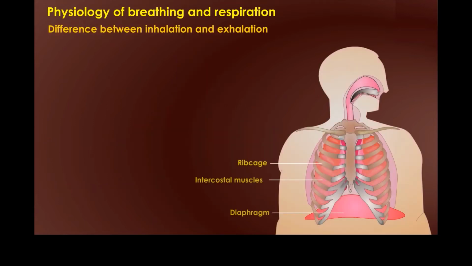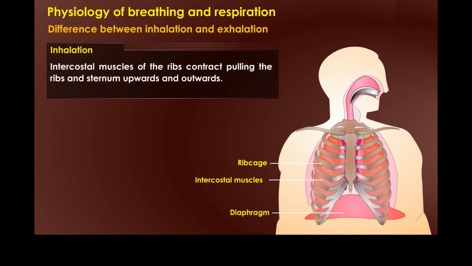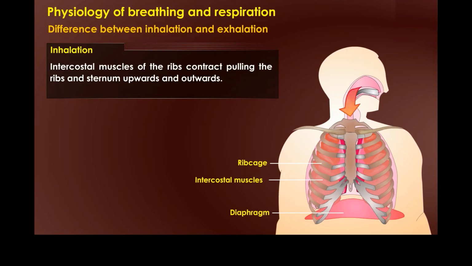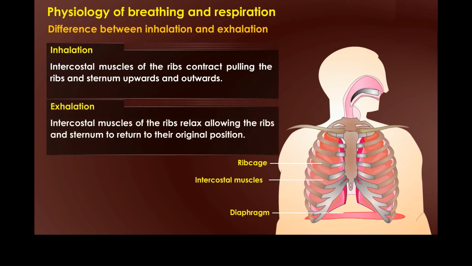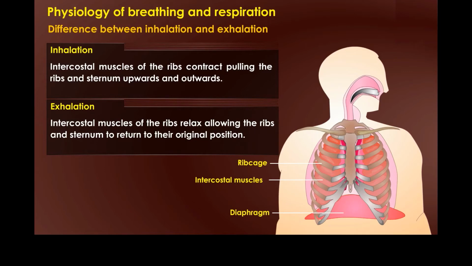Difference between inhalation and exhalation. In inhalation, intercostal muscles of the ribs contract, pulling the ribs and sternum upwards and outwards. During exhalation, intercostal muscles of the ribs relax, allowing the ribs and the sternum to return to their original position.